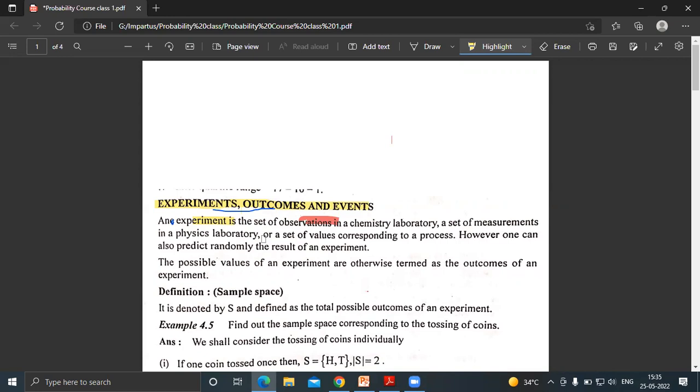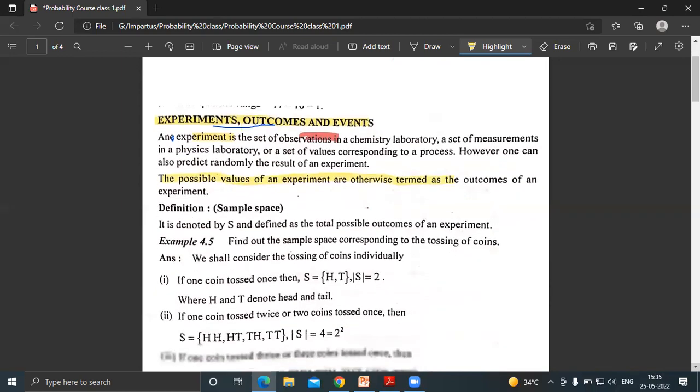In probability, we call these outputs outcomes, and we write all outcomes in one set that is called the sample space. So here it's written that the possible values of an experiment are otherwise termed the outcomes of an experiment. That means all outputs, we may call these outcomes.